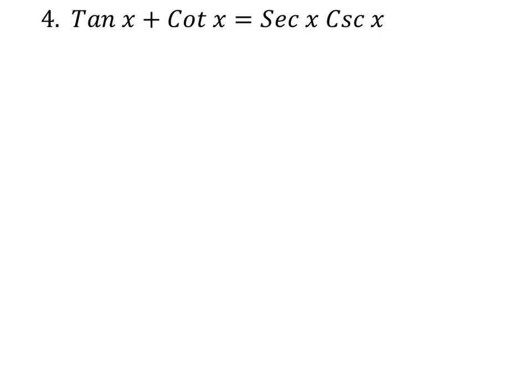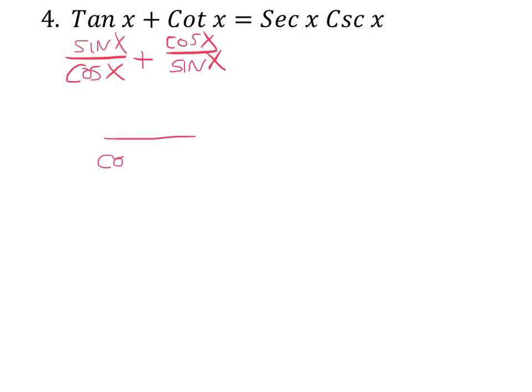The tangent of x, I can change this to sine of x over cosine of x. Cotangent is just the reciprocal of that, cosine of x over sine of x. So let's just simplify the left side, and then you'll see we probably have to manipulate the right side to get both sides to equal each other. Alright, so now it's kind of like the last one where you added fractions. You got to find an LCD. The least common denominator is just going to be the product of cosine of x times the sine of x.